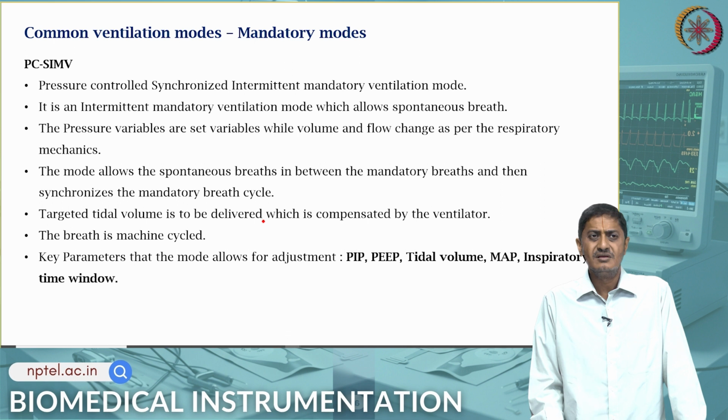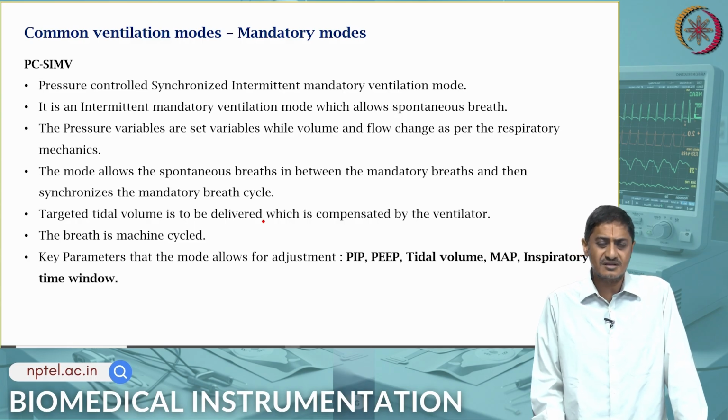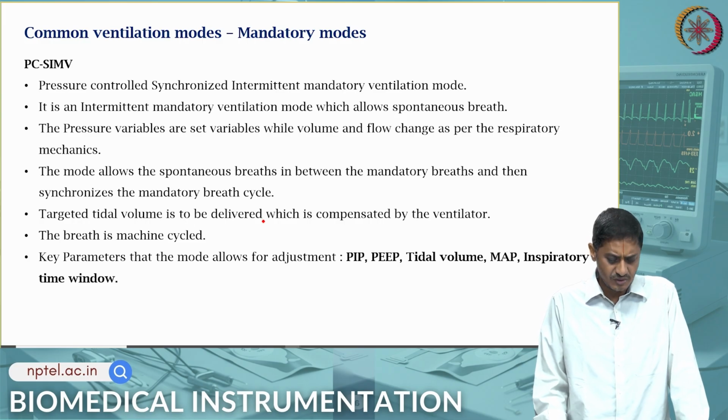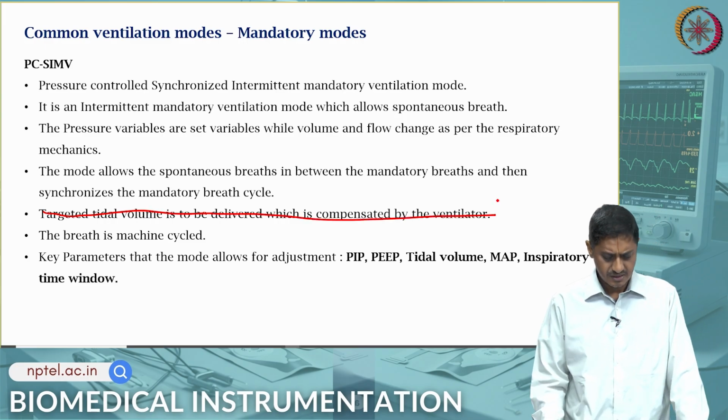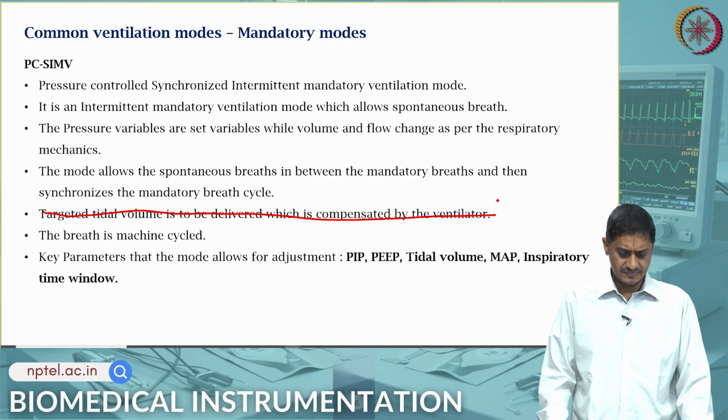The next is pressure controlled SIMV, or pressure controlled synchronous intermittent mandatory ventilation. This is an intermittent ventilation mode, which means that spontaneous breaths are possible. Pressure is the set variable, and volume and flow are the dependent, emergent variables that depend on respiratory and lung mechanics. This mode allows spontaneous breaths between the mandatory breaths and then syncs the mandatory cycle. In this case the pressure will be maintained, and the breath is controlled by the machine.